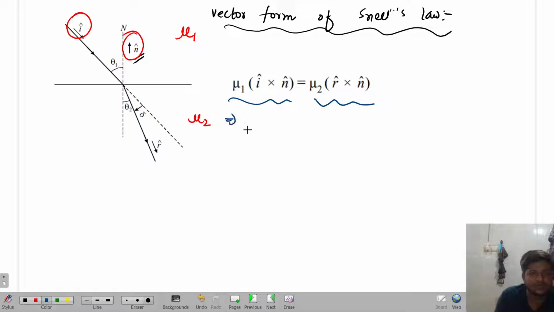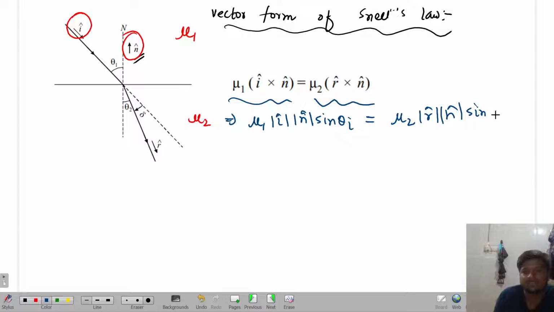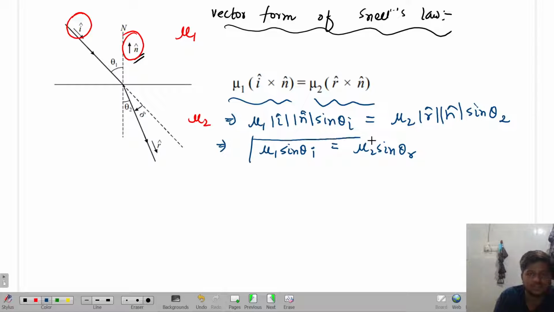To try to see this, I can write this as what? Mu1 into magnitude of I cap into magnitude of n cap into sine of angle between them. So sine theta I, that is equal to what? Mu2 magnitude of r cap magnitude of n cap into sine of what, guys? Sine of theta 2. So what you got over here? Did you get your Snell's law equation? Mu1 sine theta 1 or sine theta I is equal to mu2 sine theta r. Got it or not? This is your which equation?